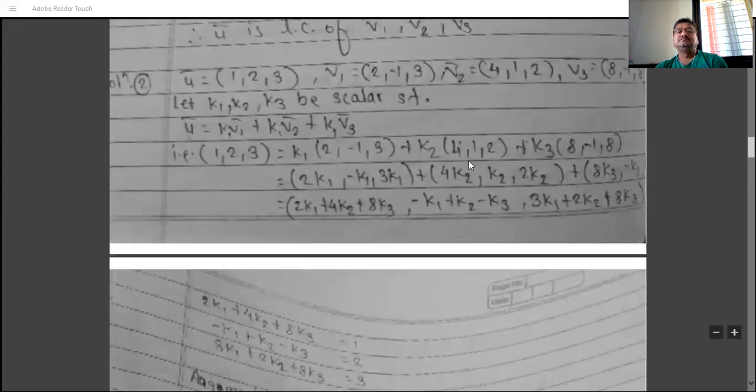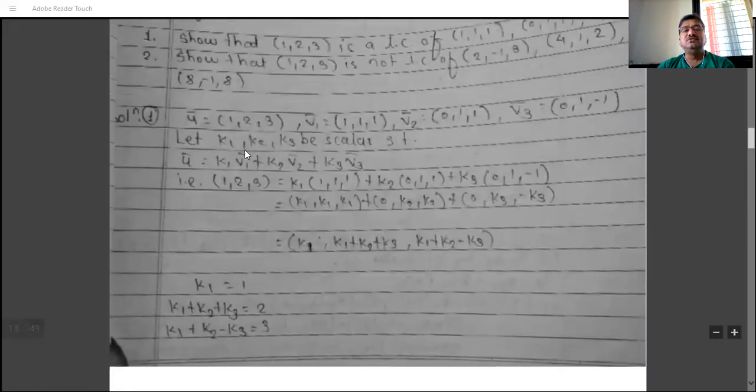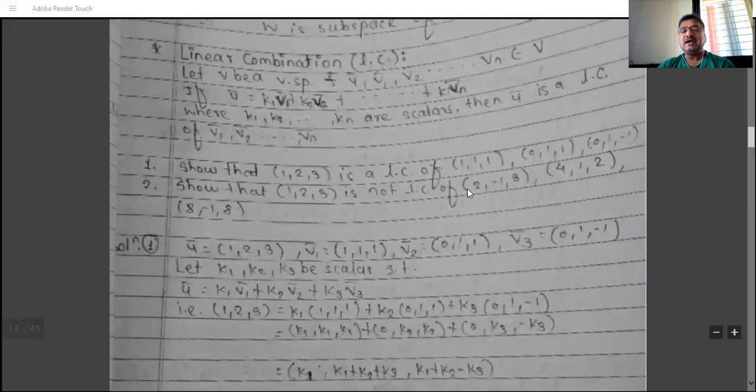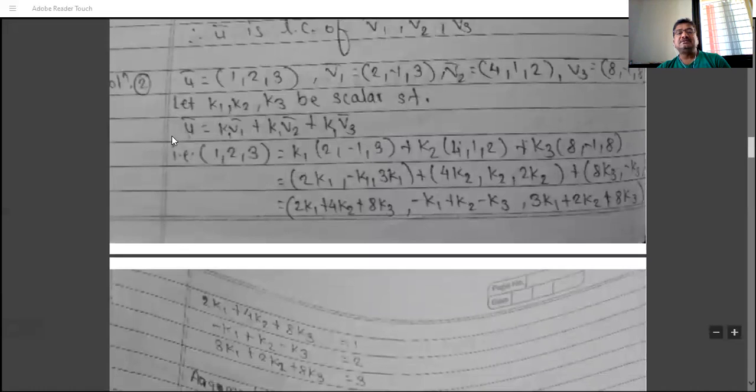Now next example, we have to again verify whether this u bar, (1, 2, 3), is a linear combination of these three vectors v1, v2, v3. So naming that u bar is this (1, 2, 3), this is v1 bar, this is v2 bar, and v3 bar. And now apply the same procedure, that is we try to express this u bar as a linear combination of v1, v2, v3.